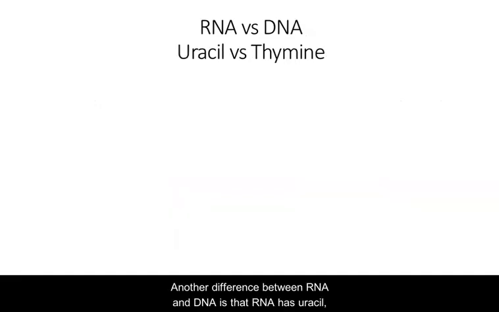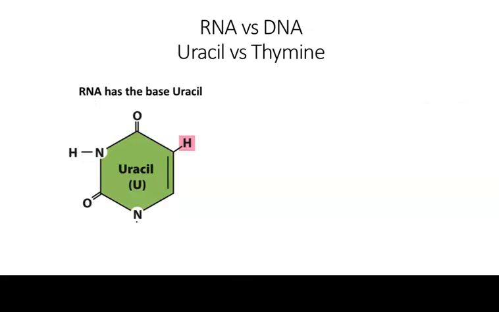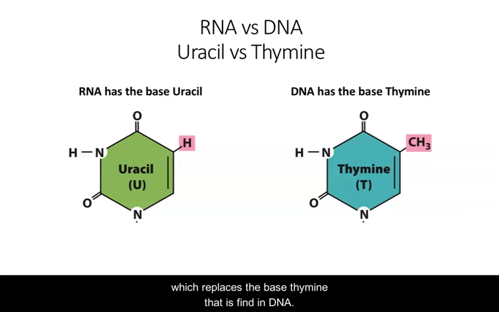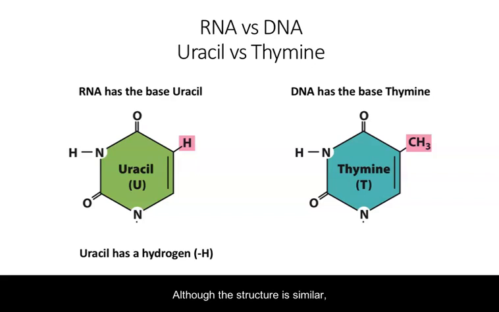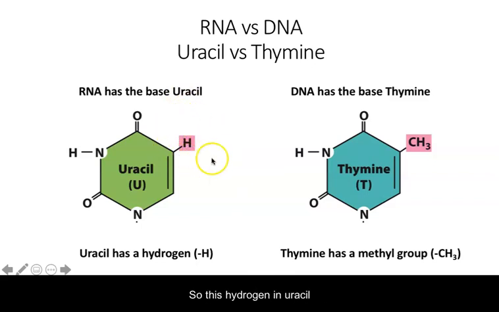Another difference between RNA and DNA is that RNA has uracil, which ends up replacing the base thymine that is found in DNA. Although the structure is similar, uracil has a hydrogen where thymine has a methyl group. So this hydrogen in uracil is actually a methyl group in thymine.